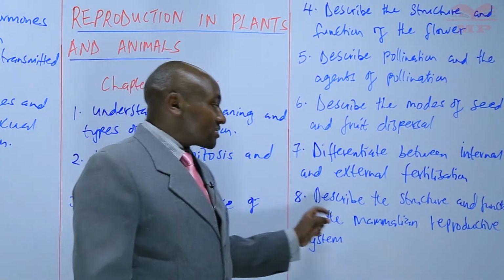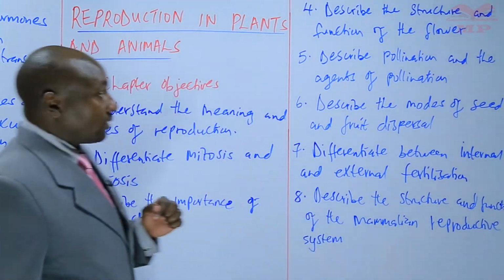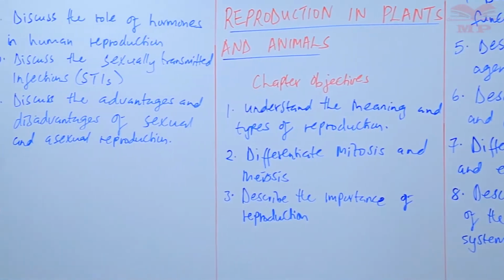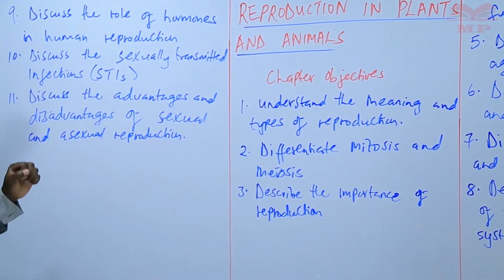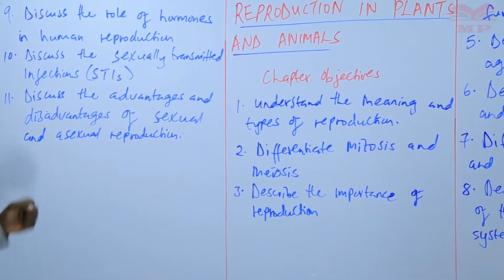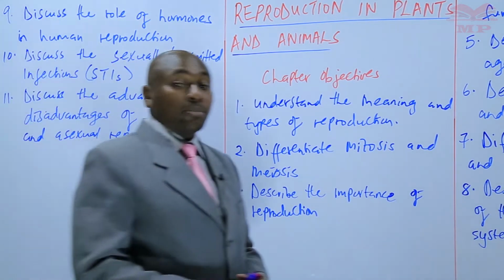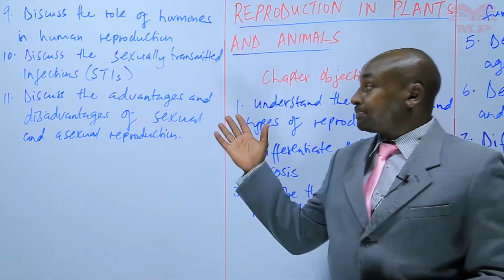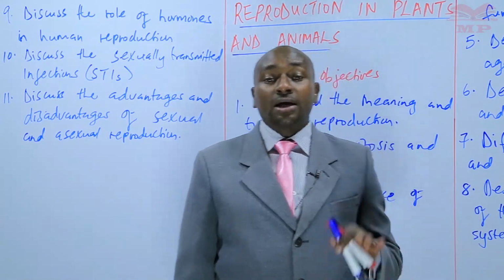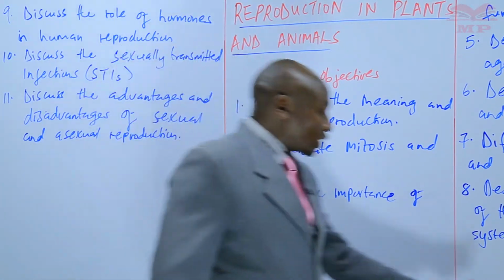Then we shall describe the structure and function of the mammalian reproductive system. We shall look at the role of hormones in human reproduction. We shall also discuss the sexually transmitted infections in humans. And then finally, we shall discuss the advantages and disadvantages of sexual and asexual reproduction. So that is a summary of the chapter objectives that we shall go through in this particular topic. So for now, I want us to embark on an introduction.